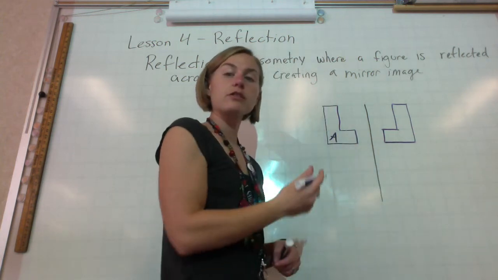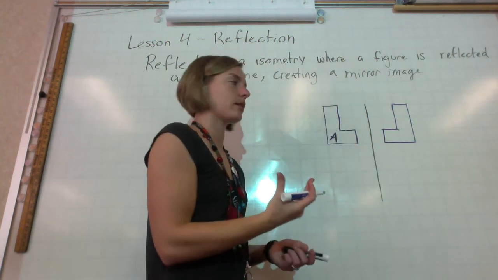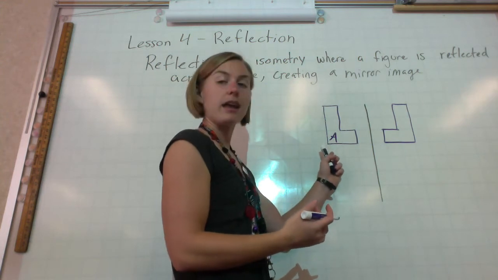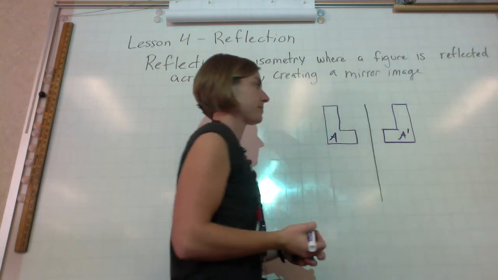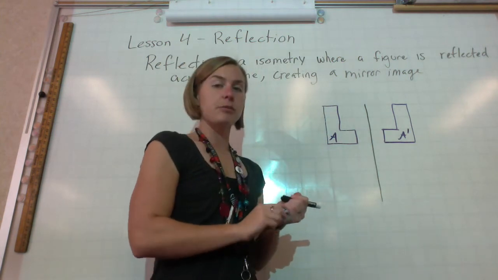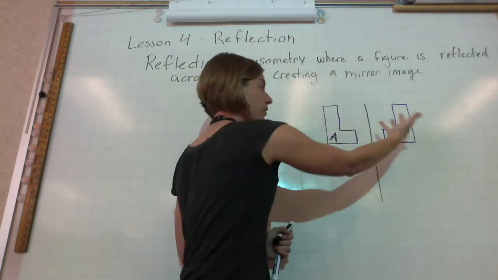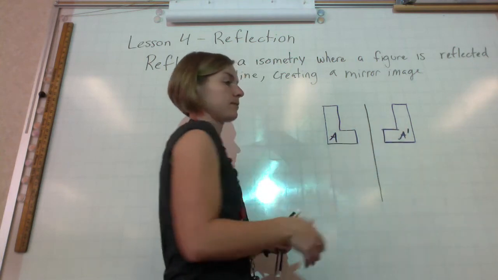Okay, so the reflection would look like that. Now, what do we call this? If the original figure is A, then our image at the end is going to be A prime. And that's pretty much what reflection is. You're just reflecting it across a line, which essentially gets it flipped.